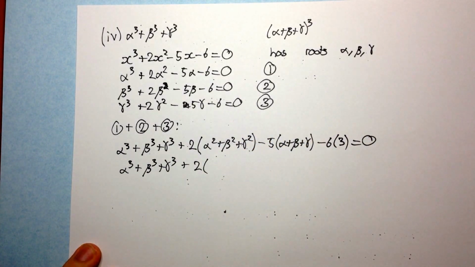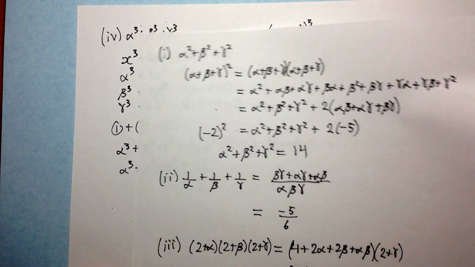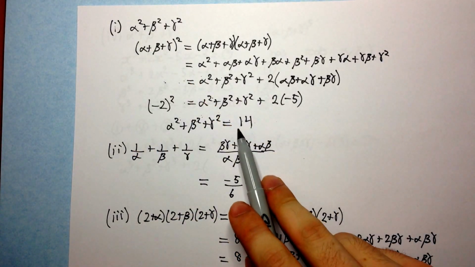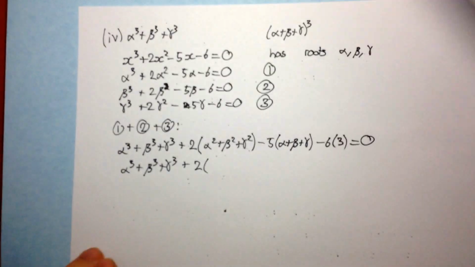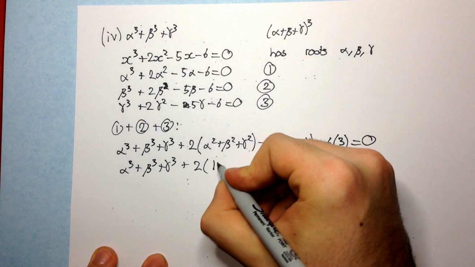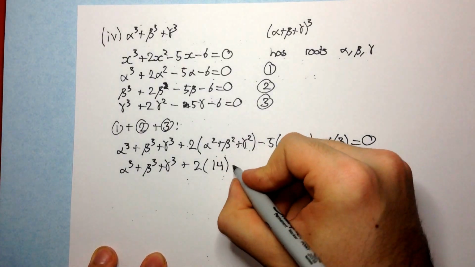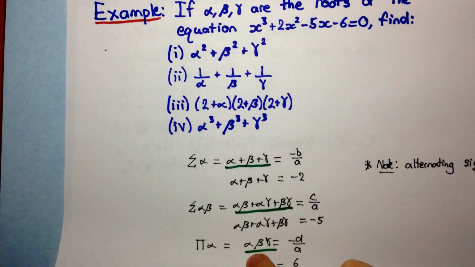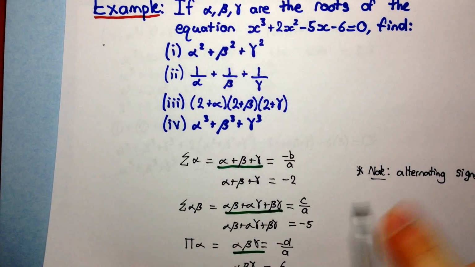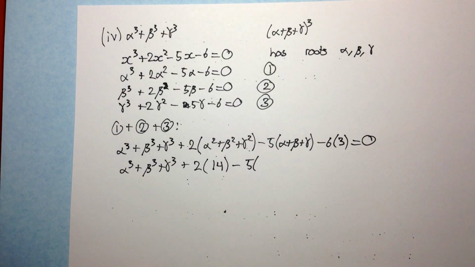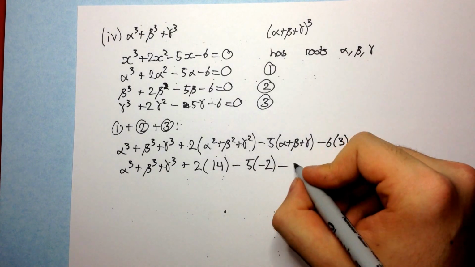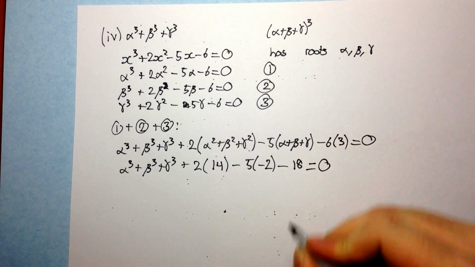Now, if we look back to question 1, we actually worked out the value of this, alpha squared plus beta squared plus gamma squared. We worked that out to be 14. So we need to use that here, and we get 14 minus 5, once again, look back to the 3 fundamental ones. The sum of roots was equal to minus 2. So 5 into minus 2. And minus 6 times 3 is minus 18. It's equal to 0.